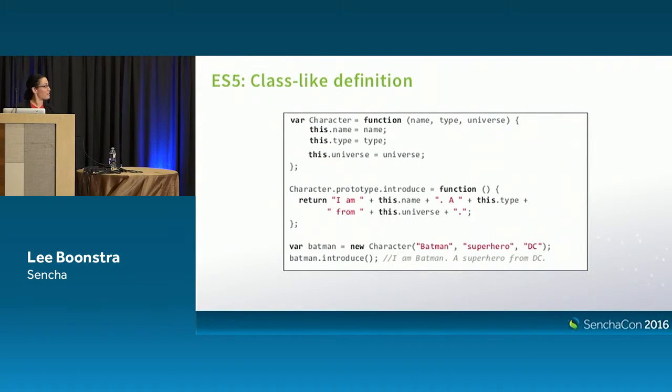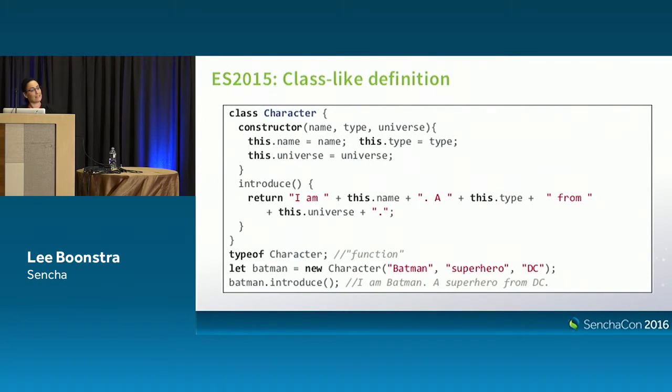So in ECMAScript 5, when you would define a class, you would write a syntactical class. If you want to do something that looks like a class, you would probably start with writing out a function. So in this case, a function called Character, and assign some properties to the scope. And then I write a prototype. So I would say Character.prototype.introduce, and I do something there. And then when I want to create an instance, I can say var batman = new Character, and then I pass in the name, the type and the universe in this case. And then I can call a method from this instance: batman.introduce.